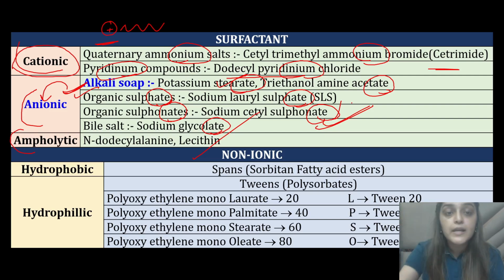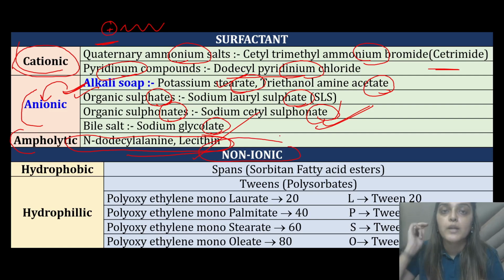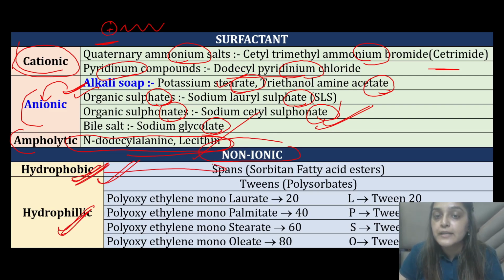Next, we have ampholytic surfactants. Now, these ampholytics are also known as the zwitterionic surfactants. You can see the main example, which you have to remember: lecithin and others. Last one we have is the non-ionic surfactant. Non-ionic surfactants include both hydrophilic and hydrophobic surfactants. Hydrophobic surfactants include SPANs, which are sorbitan fatty acid esters. Direct question: sorbitan fatty acid esters.